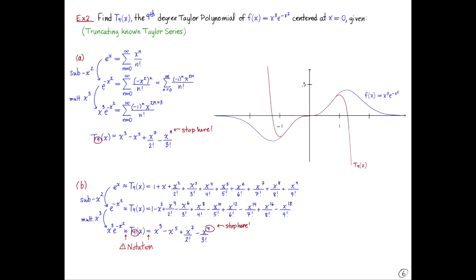In our first two examples, we found both of the Taylor polynomials by truncating known Taylor series. But what if we don't know the Taylor series? Then we have to rely on finding the Taylor polynomial from scratch. Let's do an example of one of those.